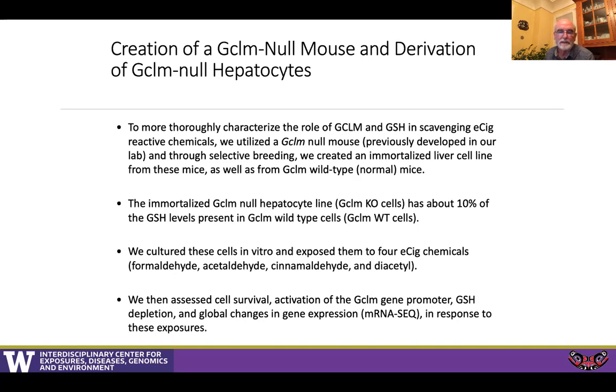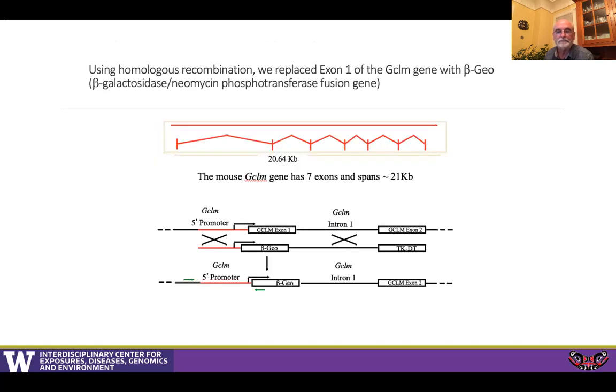The immortalized GCLM null hepatocyte line, the GCLM knockout cells, had about 10% of the normal glutathione levels present in the GCLM wild type cells. And we cultured these cells in vitro and exposed them to 4 e-cig chemicals listed there. We then assessed cell survival, activation of the GCLM gene promoter, glutathione depletion, and global changes in gene expression in response to these exposures.